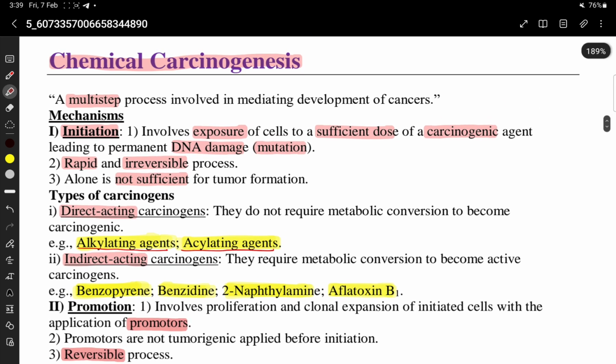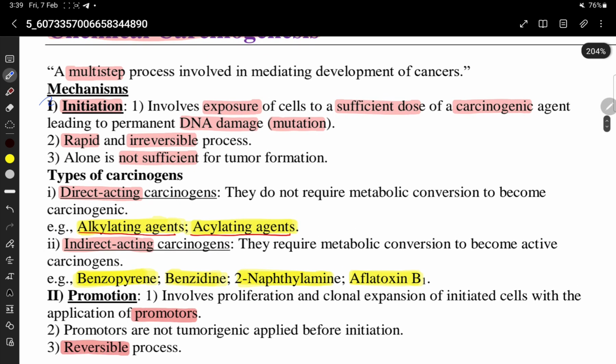So chemical carcinogenesis is a multi-step process involved in mediating the development of cancers. There are two steps: initiation and promotion. Initiation is rapid and irreversible, promotion is reversible. Initiation involves exposure of a cell to a sufficient dose of carcinogenic agents which lead to permanent DNA damage, so that's why it is irreversible. Initiation alone is not sufficient for tumor formation.